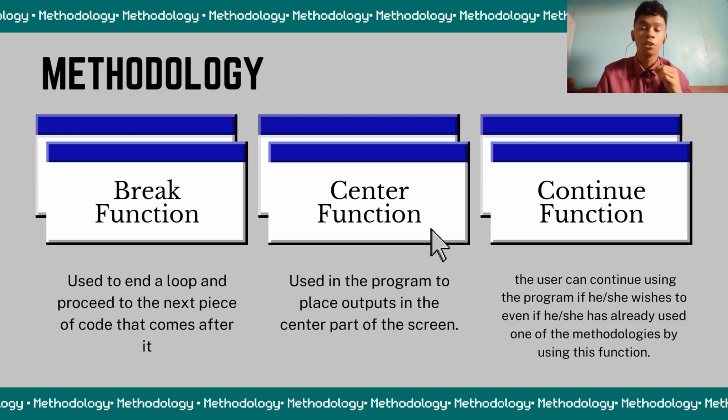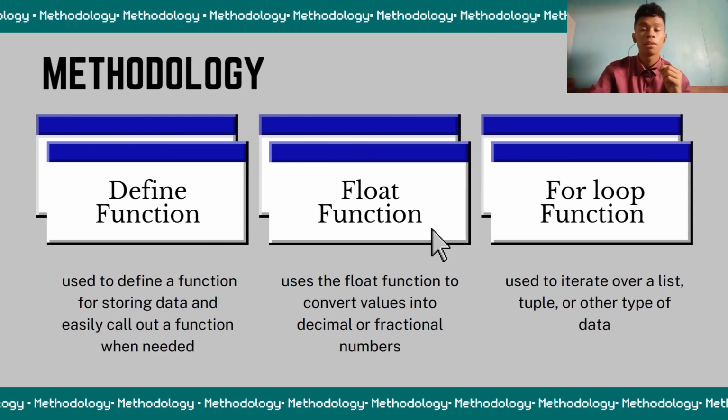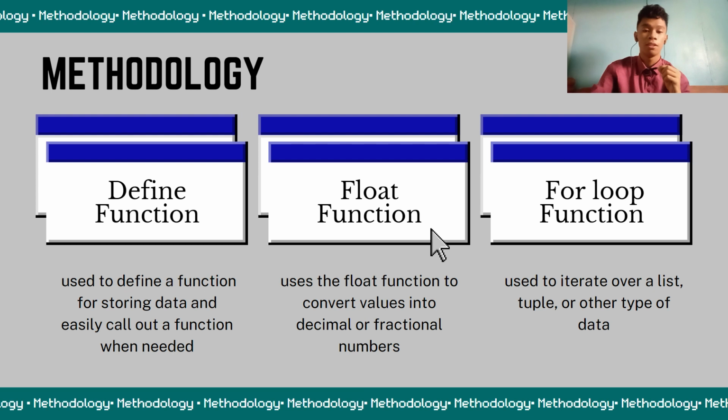Third one, we have continue function. The user can continue using the program if he or she wishes to, even if they have already used one of the methodologies, by using this function. Next, we have the define function, used to define a function for storing data and to easily call out a function when needed. Next, we have the float function. This is used to convert the values to decimal or fractional numbers. Next, we have the for loop function. This is used to iterate over a list, tuple, or other types of data.